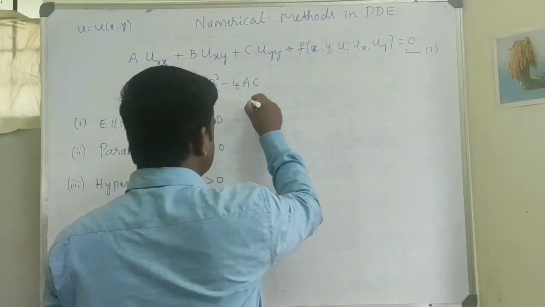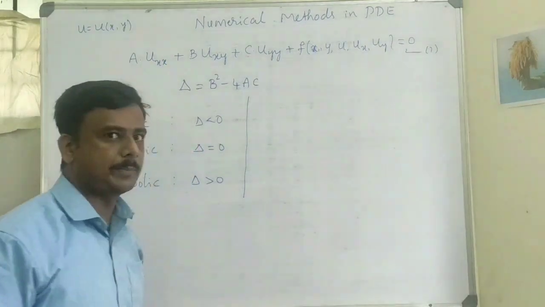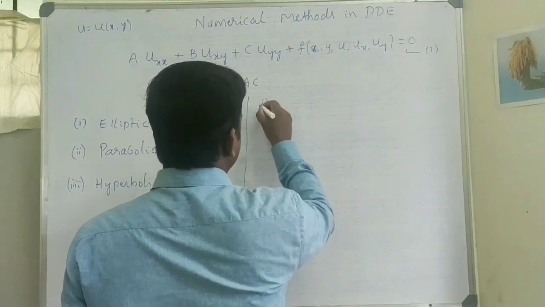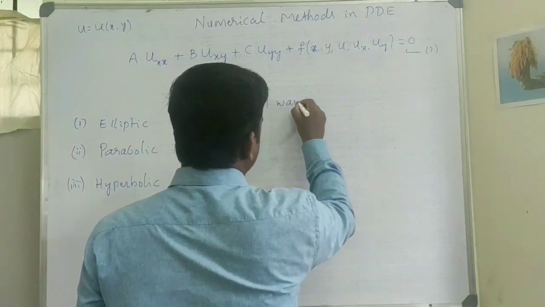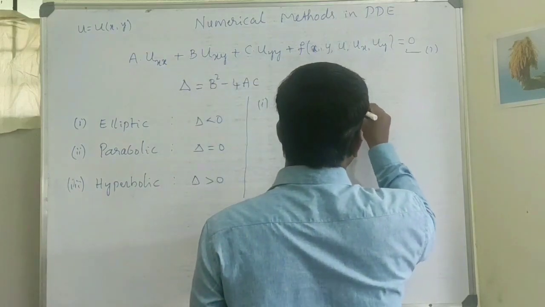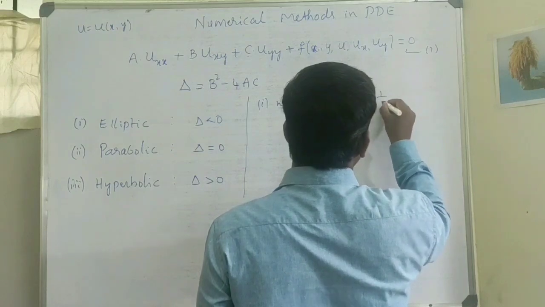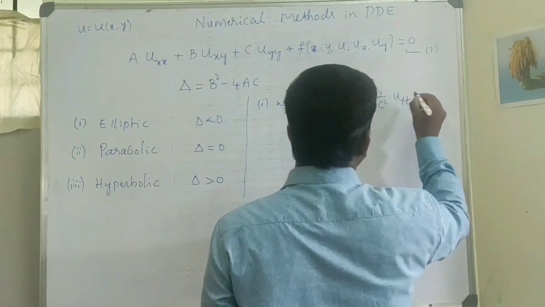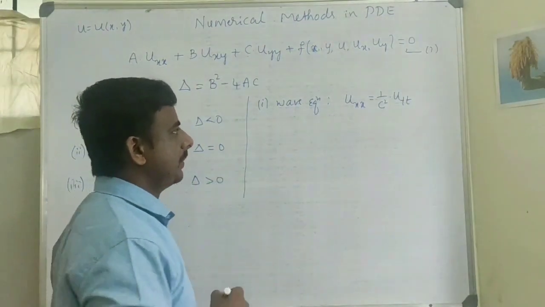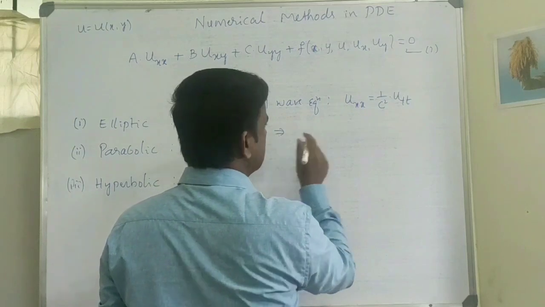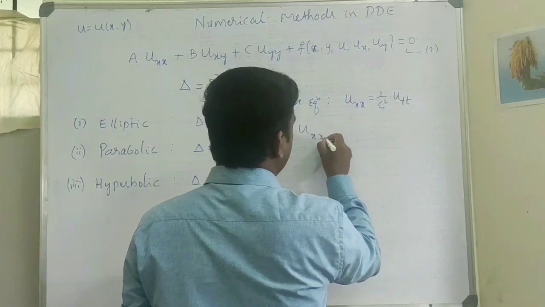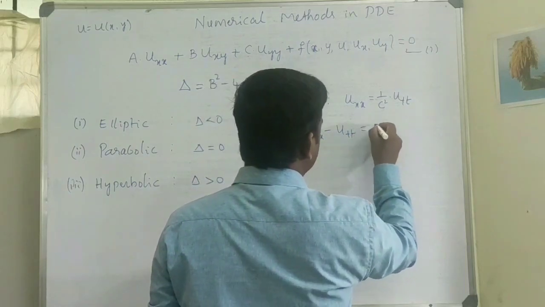Now here we are going to discuss three types of standard partial differential equations: the heat equation, the wave equation and the Laplace equation. Wave equation first. The standard form of the wave equation is u_xx = (1/c square) u_tt. So I can write this as c square u_xx minus u_tt = 0.